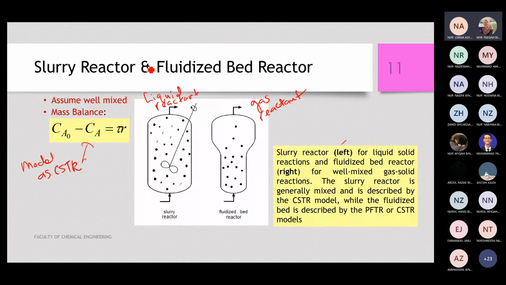Okay. So slurry reactor is for liquid-solid reaction and fluidized bed for well-mixed gas-solid reaction. The slurry reactor is generally mixed and is described by the CSTR model, while the fluidized bed is described by PFTR or CSTR model. So it depends. So actually, fluidized beds depend.